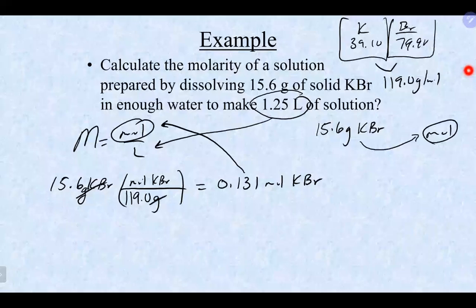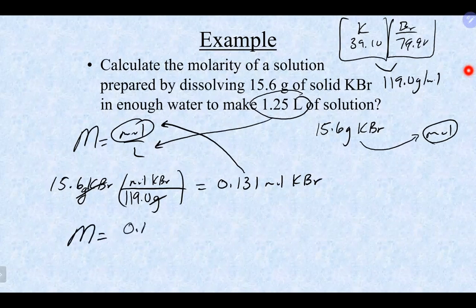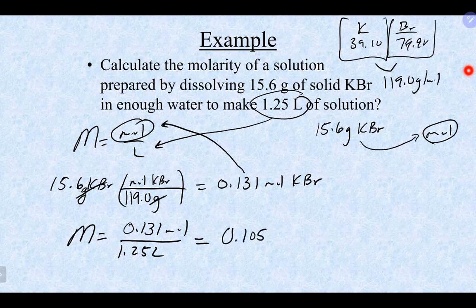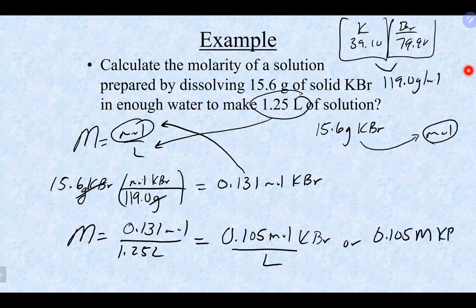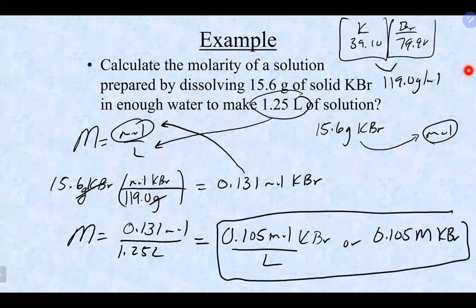Now to calculate the molarity, we're just going to put those numbers together. 0.131 moles per 1.25 liters. So 0.131 divided by 1.25 gives us 0.105. Now, in terms of the units, they do not cancel, so you could leave it as moles per liter. Again, the number always goes with the moles. It's always 1 liter, and you could put KBr. Or you could write 0.105 big M KBr. So either one is obviously acceptable here.